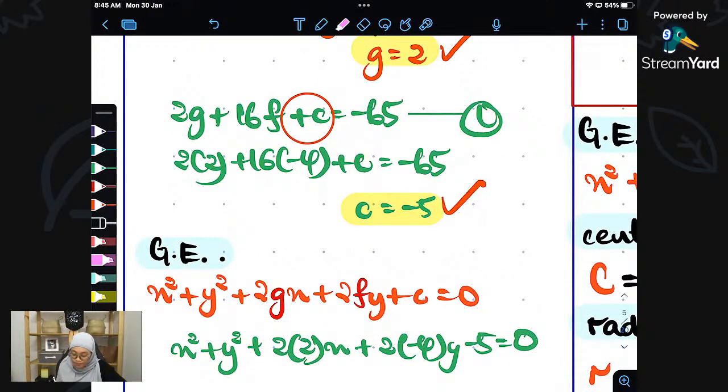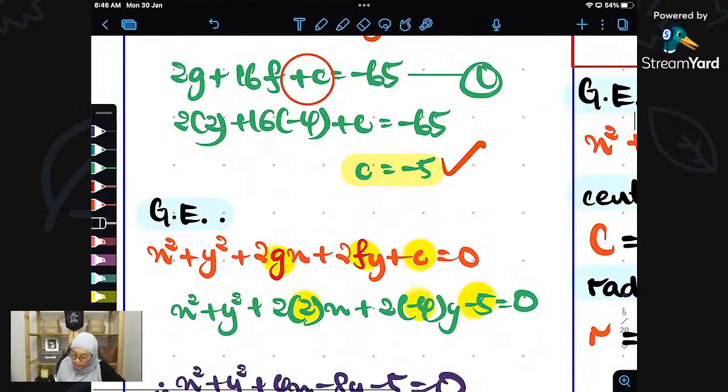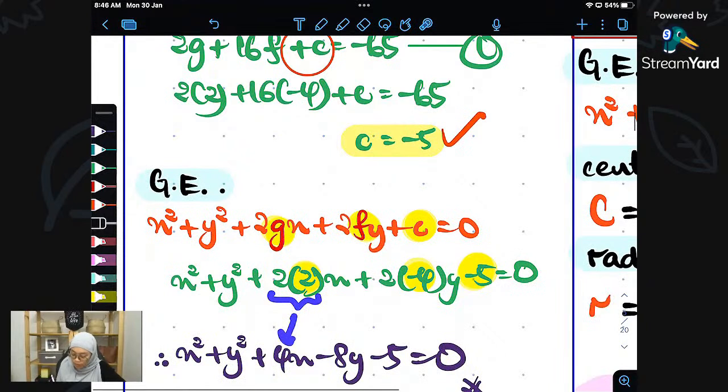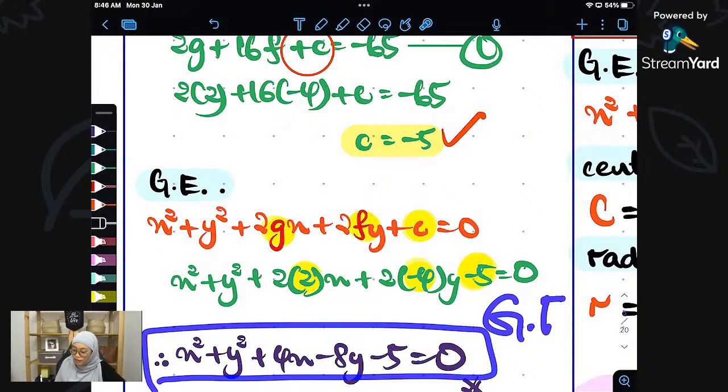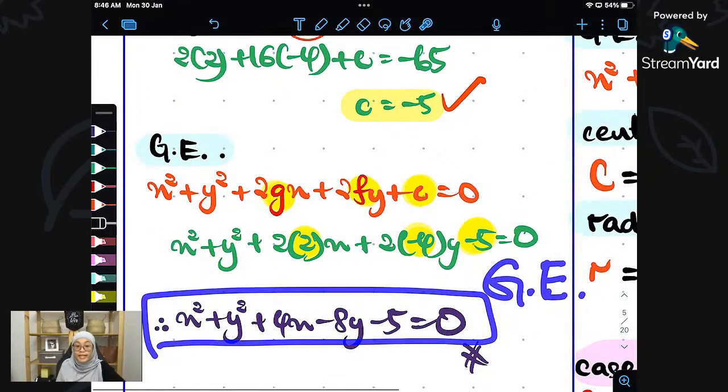And so what do we have here? We must sub in our G, our F, and our C back in. So our G is 2, our F is negative 4, and our C is negative 5. We solved it. 2 times 2 is 4. 2 times negative 4 is negative 8. And then here we go. This is our general equation. Ta-da! So this is our general equation, all right?